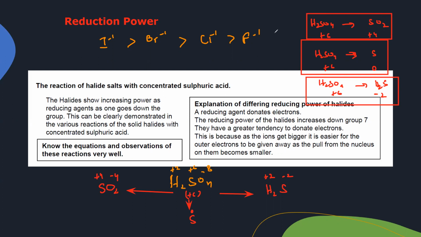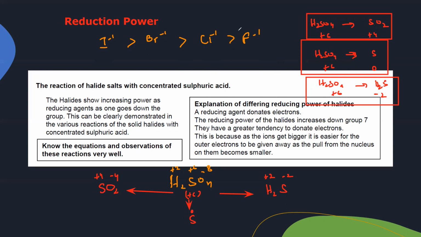So what is the product we expect? Because we are saying iodide ion is a good reducing agent, iodide ion should reduce sulfur to a very low oxidation state, and as a result we should get hydrogen sulfide. You should know the observation for this.